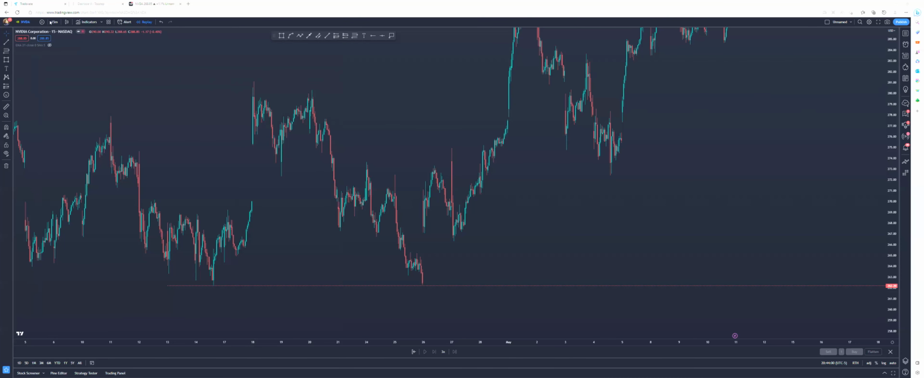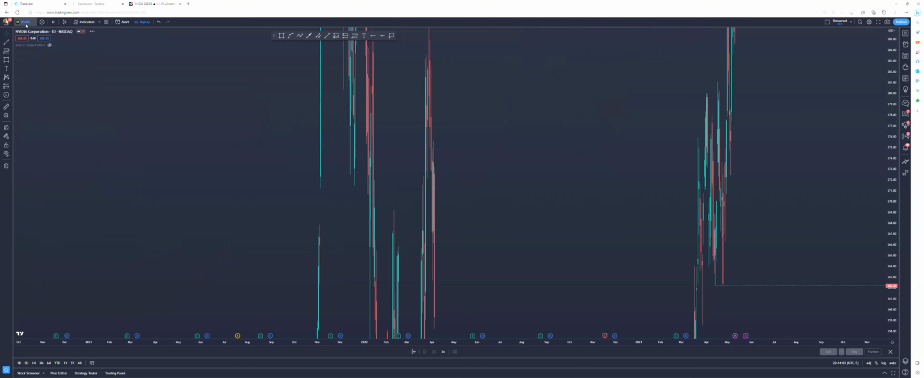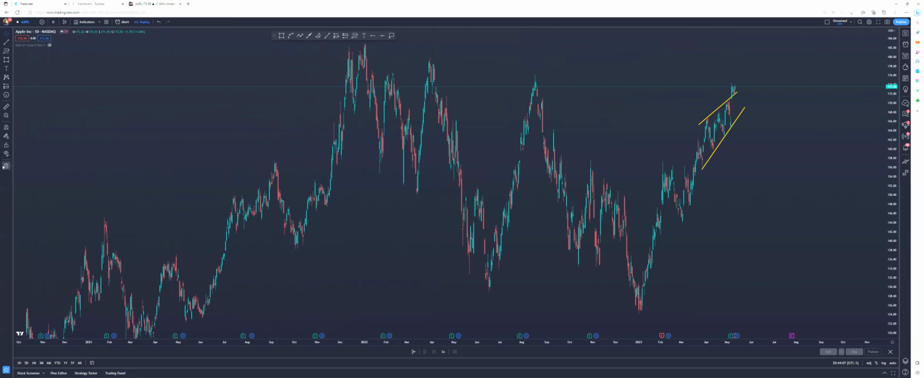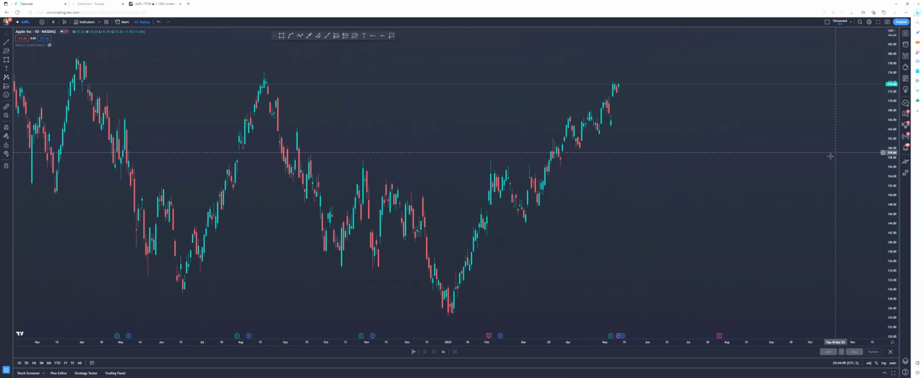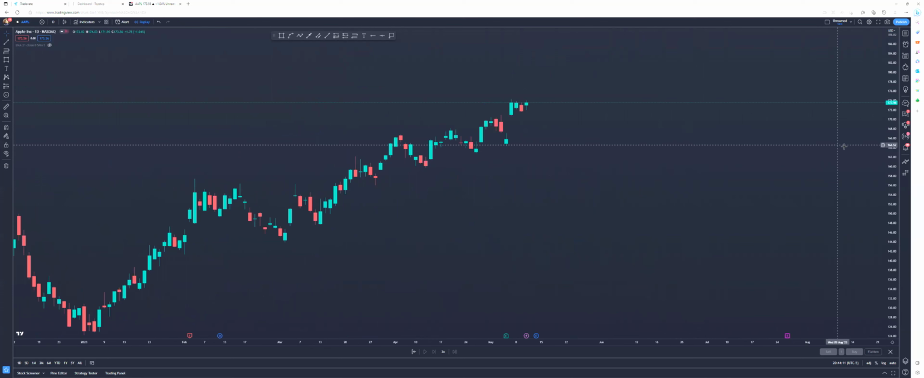But let's go look at some more time frames. Charts. Let's start with Apple. Let's see what Apple had. I don't know why I drew that.